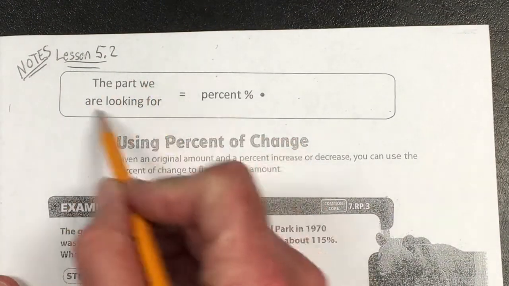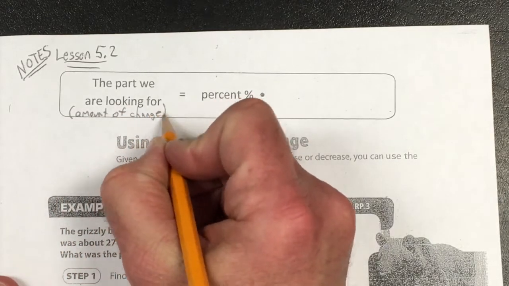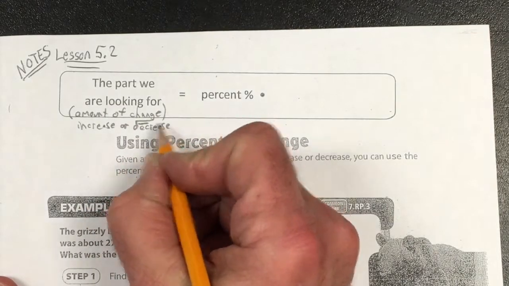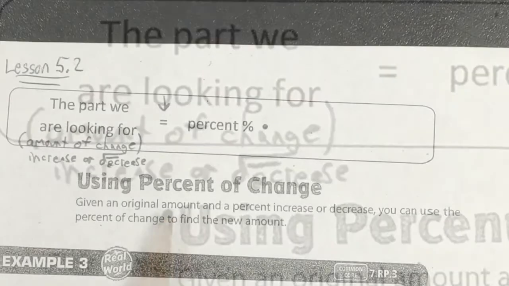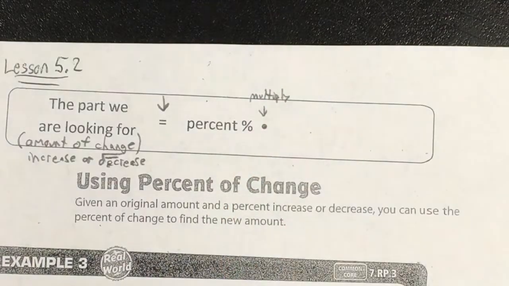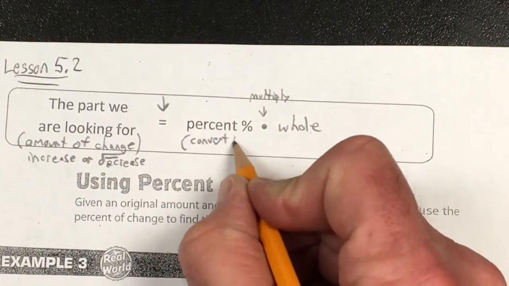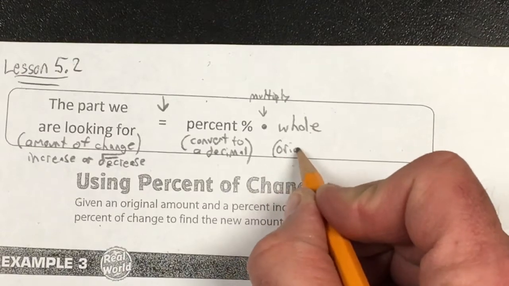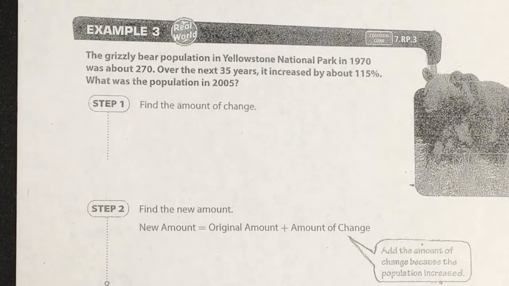So in this lesson 5.2, we're going to find the part, which would be the amount of change, which could be an increase or a decrease. To find the increase or decrease, we're given the percentage. So we take the percentage and multiply it times the whole, where the percent is converted to a decimal and the whole is the original amount. All you need to do is take the decimal times the original amount to find the increase or decrease.